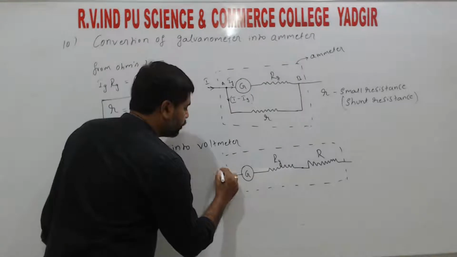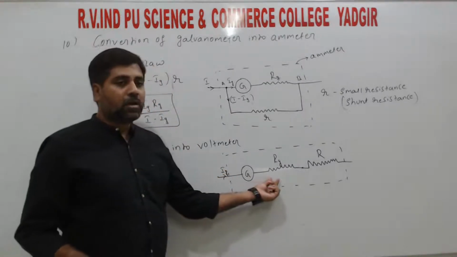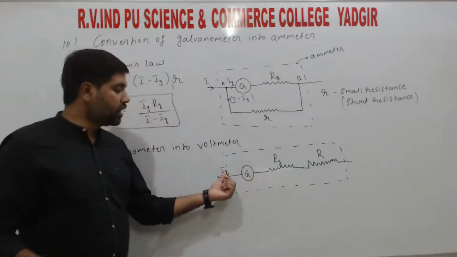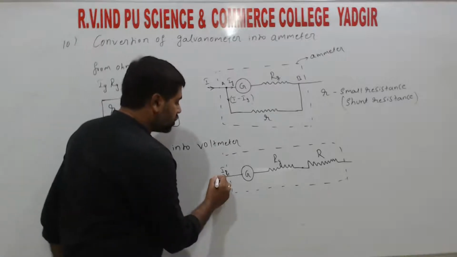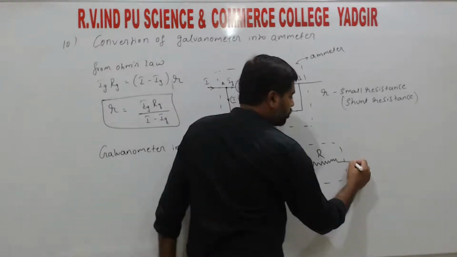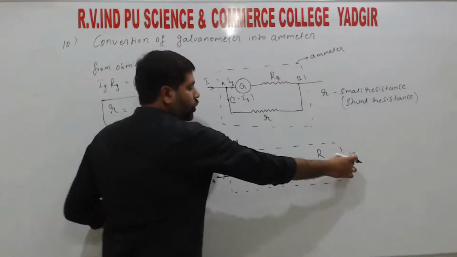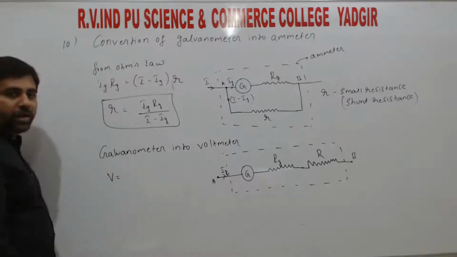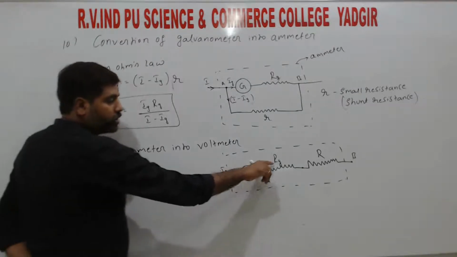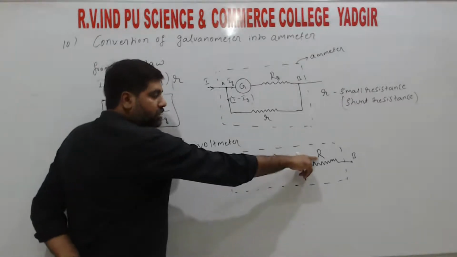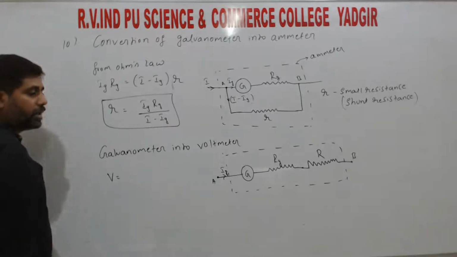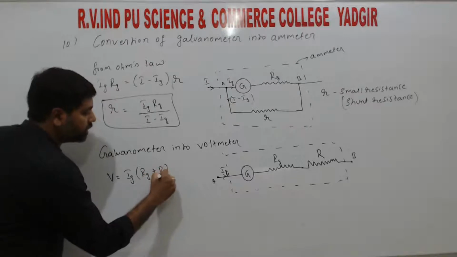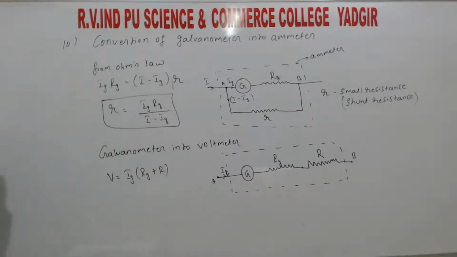Ig is the current flowing in the galvanometer, hence we take Ig, right? The potential across the ends of the circuit, AB, the overall potential V, is equal to the current flowing through the resistance of the galvanometer and the resistance which is externally connected to the galvanometer. Since they are in series, we can take the combination of resistances, that is Ig into (Rg plus R).